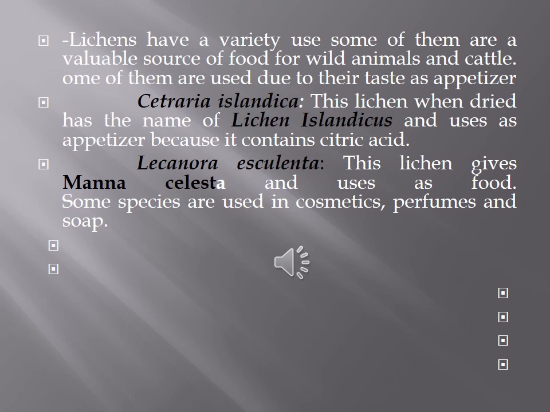Cetraria islandica. This lichen, when dried, has the name Lichen islandicus and is used as an appetizer because it contains citric acid. And Lecanora esculenta, this lichen gives manna celesta, meaning we have manna celesta, and is used as food. Some species are used in cosmetics, perfumes, and soap. They use them as materials.